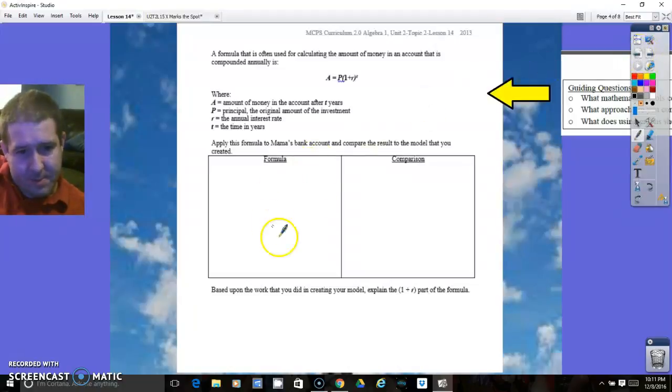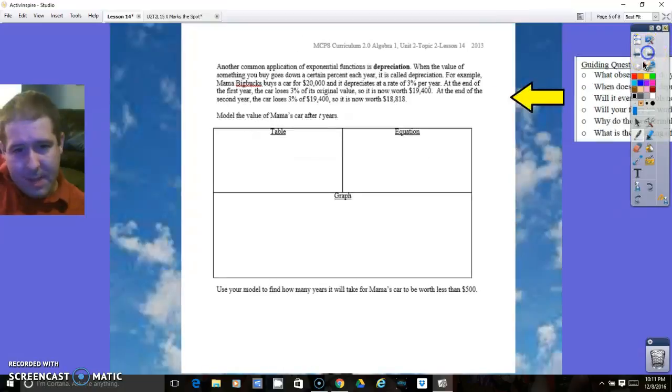All right, so this is kind of the same thing as we just did. So I'm going to skip this and go to the next question. So now we've got what's called depreciation. That means decay. That means it's getting smaller. So she buys a car for $20,000 and it depreciates. So the original cost of the car was $20,000.